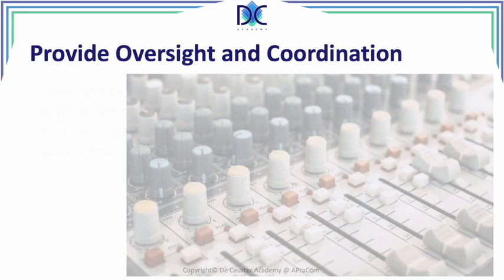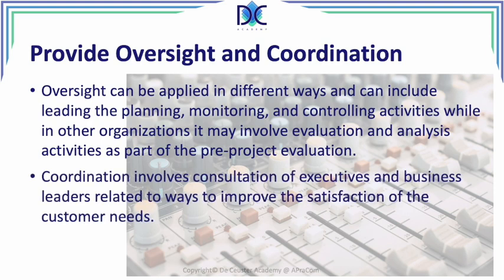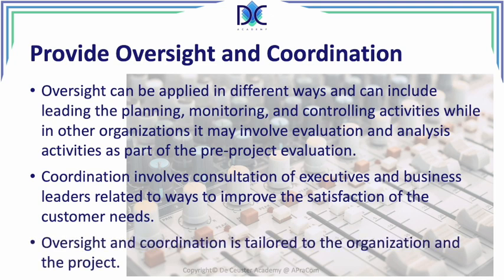First of all, we look at provide oversight and coordination. Oversight can be applied in different ways, and it can include leading the planning, monitoring, and controlling activities, while in other organizations it may involve evaluation and analysis activities as part of the pre-project evaluation. Coordination involves consultation of executives and business leaders related to the ways to improve the satisfaction of the customer needs. The customer has to be satisfied with the work we do, and we have to adjust the coordination and involve the right people to realize that.